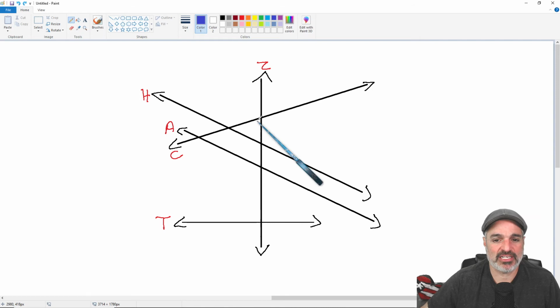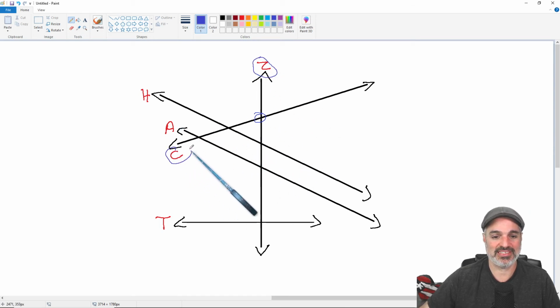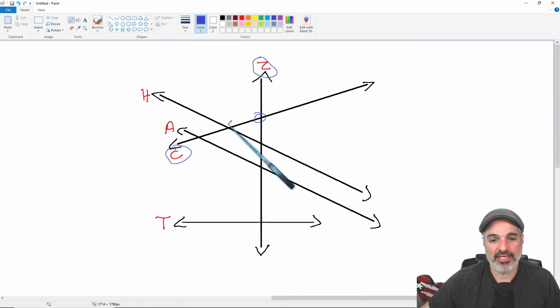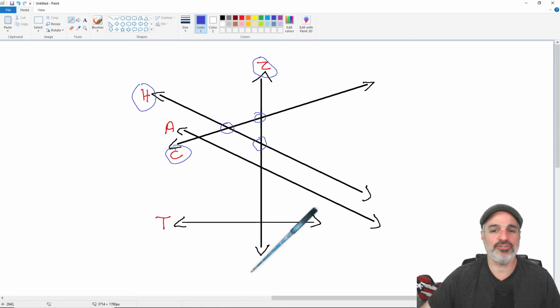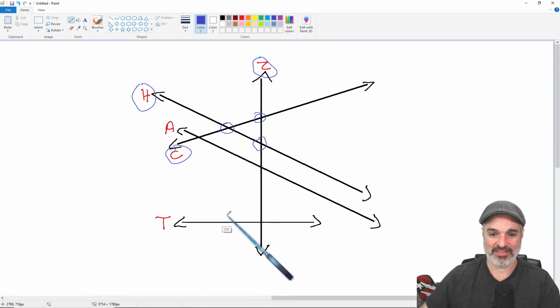Let's look at the intersecting points. Here I have 2 lines intersecting, line Z and line C. C and Z, they're intersecting there. Here I have line C and line H intersecting, this one and this one. Here I have line H and line Z intersecting. So you can find many types of intersecting points between the lines.